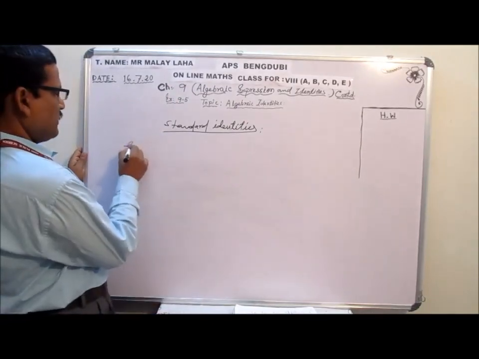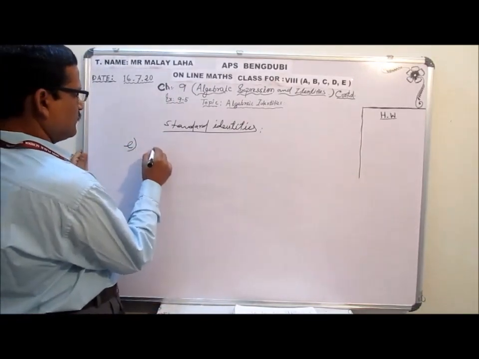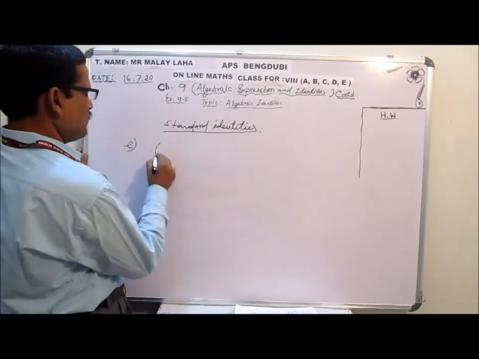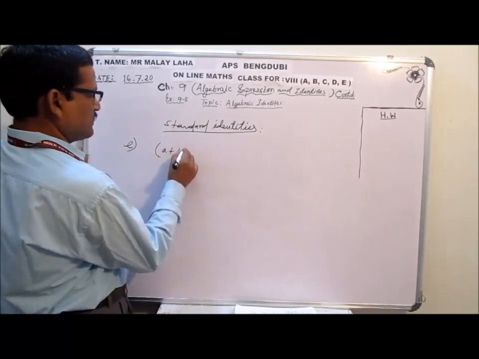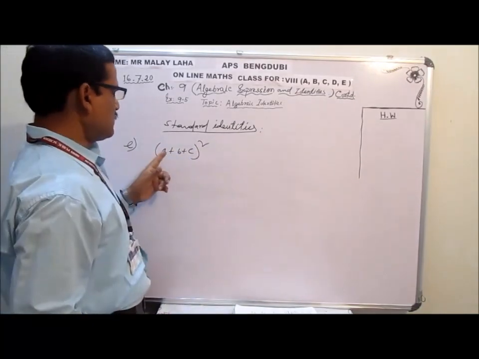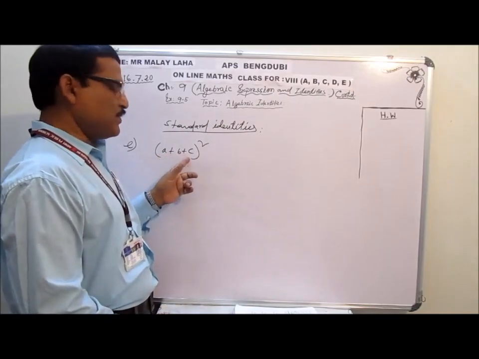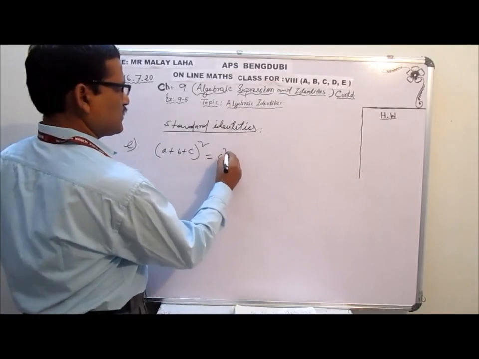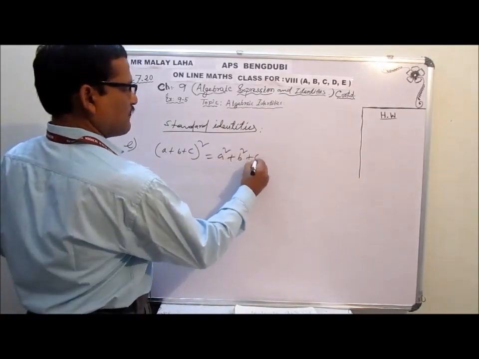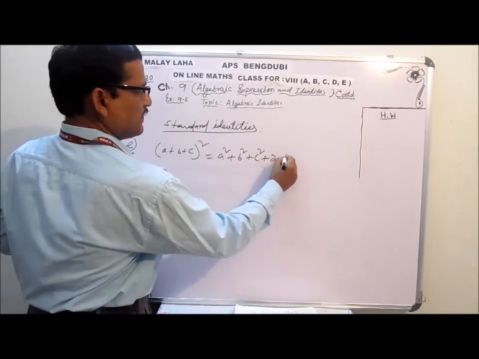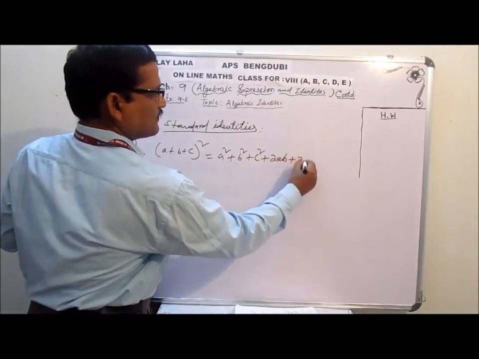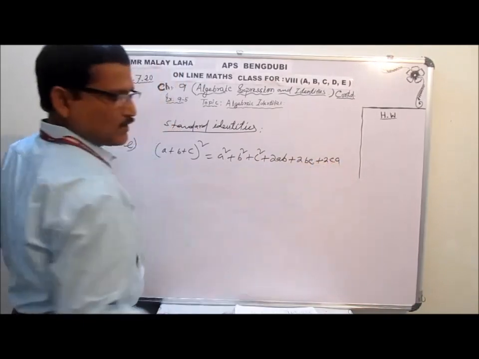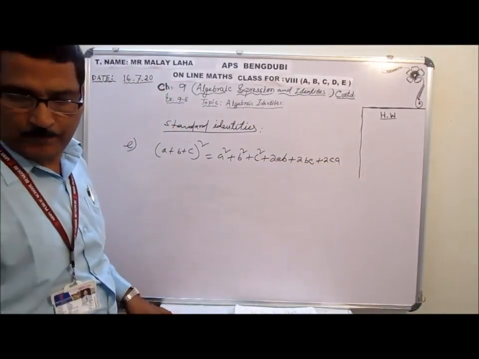Okay, E. You have just learned up to (x plus a) into (x plus b). Now you learn (a plus b plus c) whole square. You have just learned (a plus b) whole square. Now when a trinomial is there, (a plus b plus c) whole square equals a square plus b square plus c square plus twice ab plus twice bc plus twice ca. Twice ab, twice bc, twice ca. Okay.